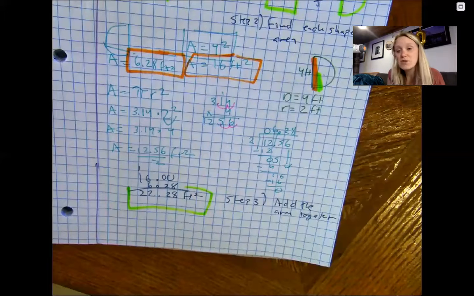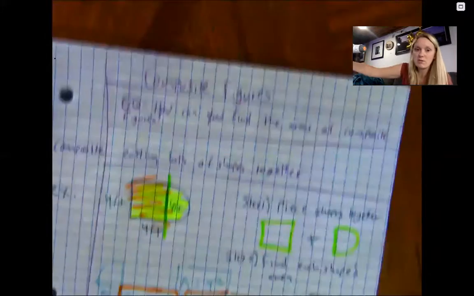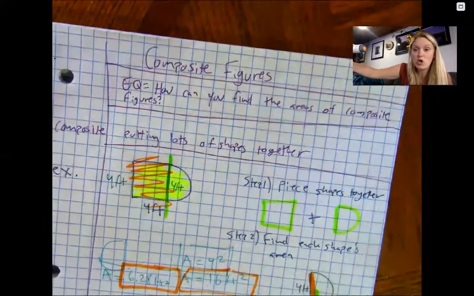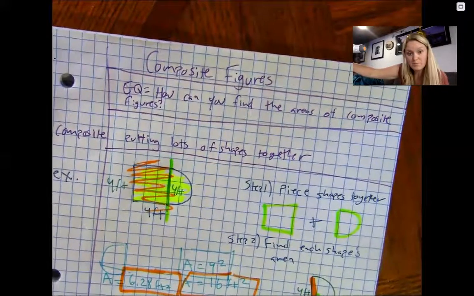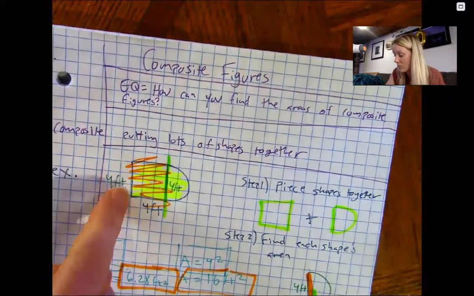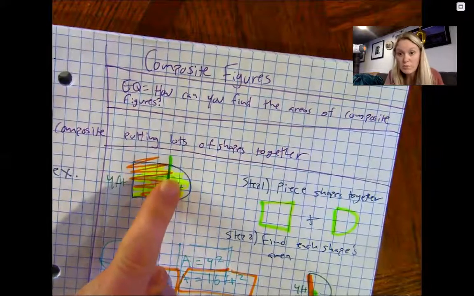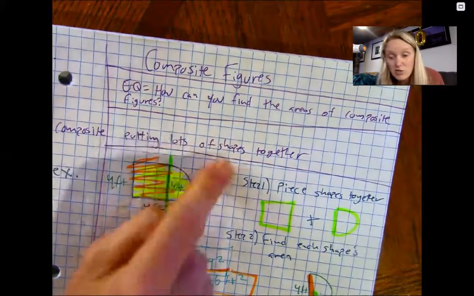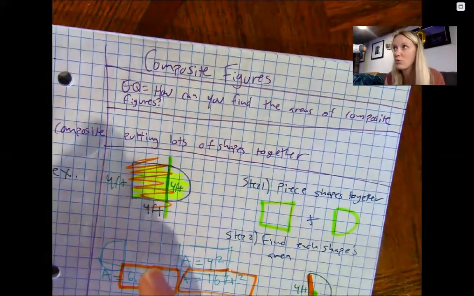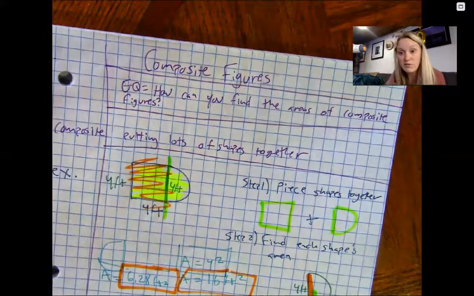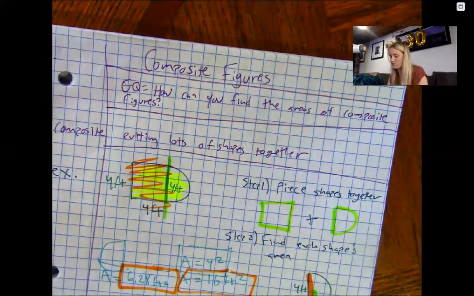In composite figures, it's not delivered to you. You have to use creativity and problem solving to piece together what you need to know about each shape. So again, for this problem, I pieced together that it was a square with half of a circle attached. Then I had to piece together that if that is 4, the diameter is 4, which means the radius is 2. Then I had to know to find half the circle by just dividing my area of my circle by 2. It's a lot of problem solving you have to use for composite figures, but I know you can do it.